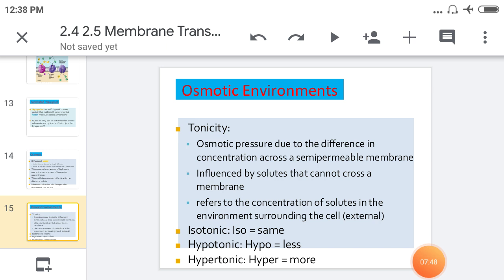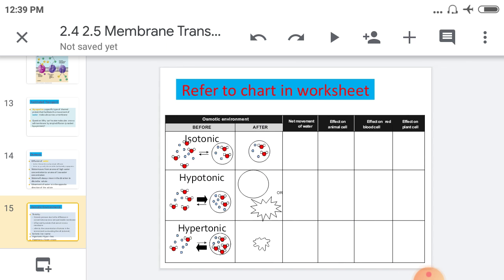Isotonic fluid means what? The osmotic pressure of this fluid is similar to the osmotic pressure of the cell. That's why molecules are easily transferred from the cell to the surrounding fluid. Hypertonic means the osmotic pressure of this fluid is greater than that of the cell. And hypotonic fluid means the osmotic pressure of this fluid is less than that of the cell.